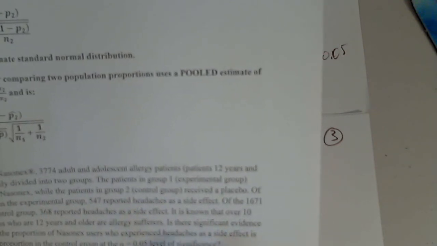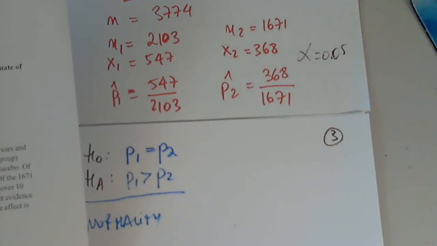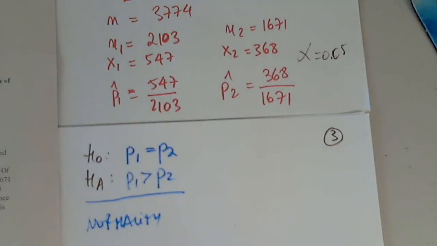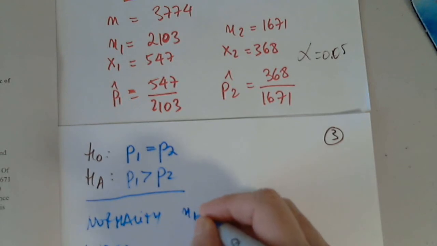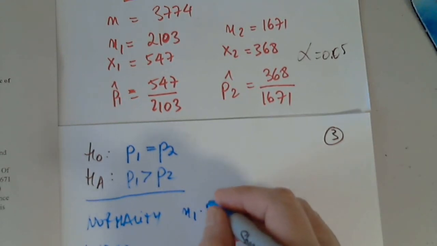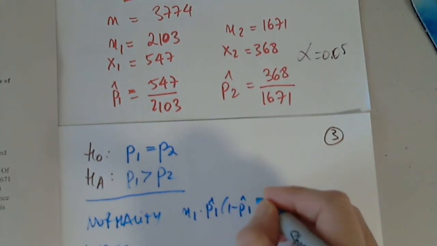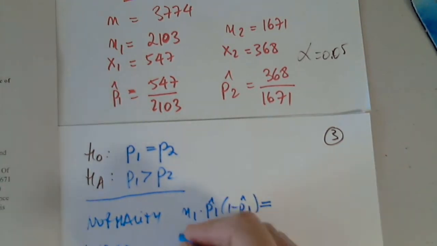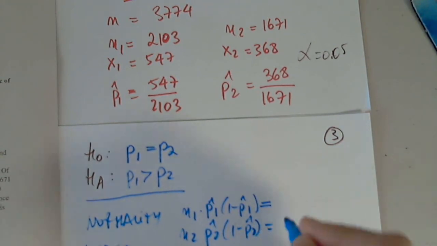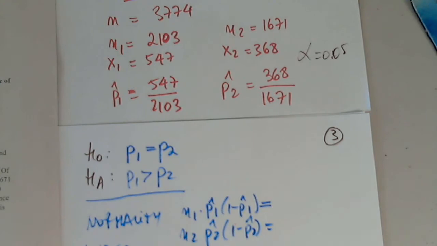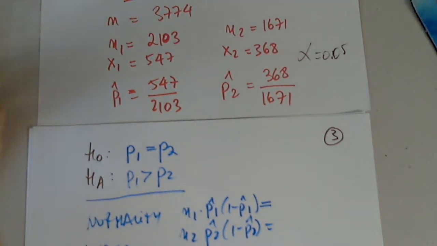So is there significant evidence? In order to determine whether the conditions are fulfilled for normality, we have N1 times P1 hat times 1 minus P1 hat, and this has to be greater than 10. Then N2 times P2 hat times 1 minus P2 hat, and this has to be greater than 10. Where's my calculator?